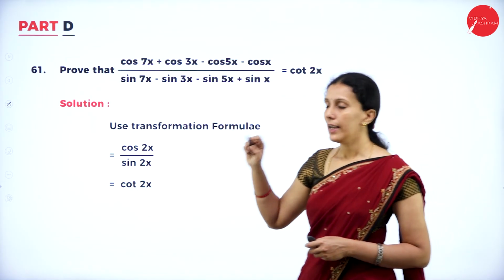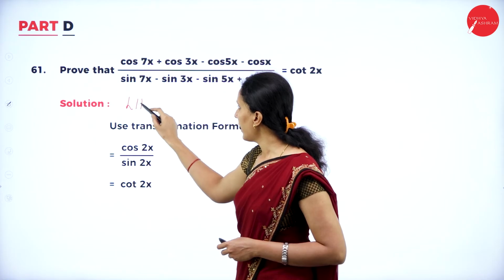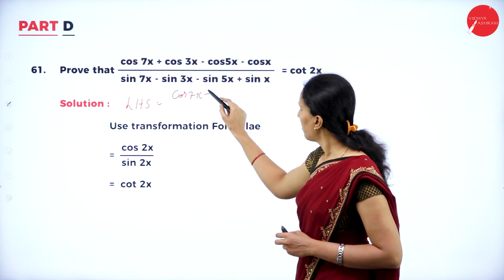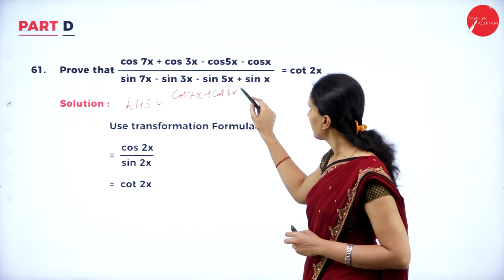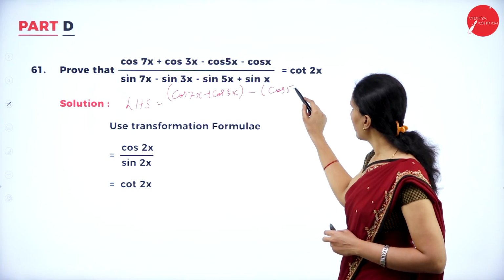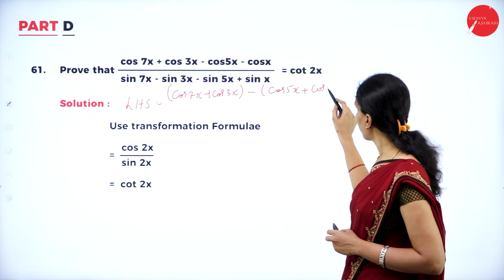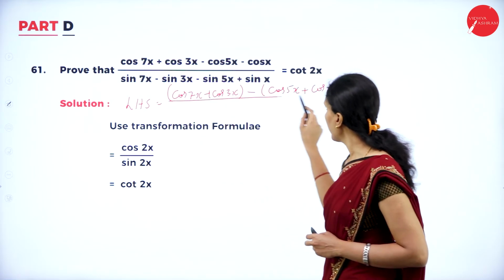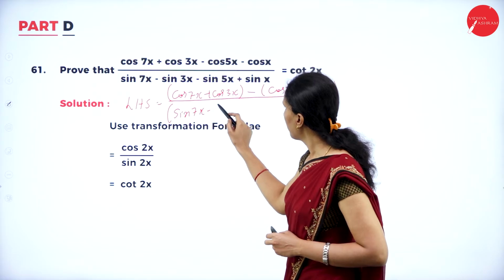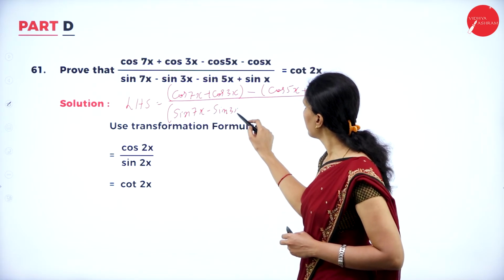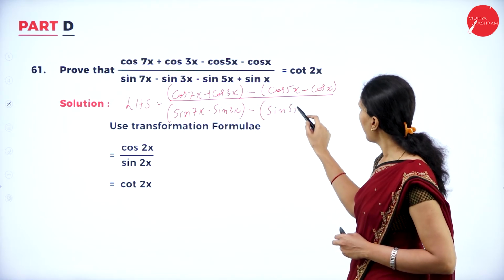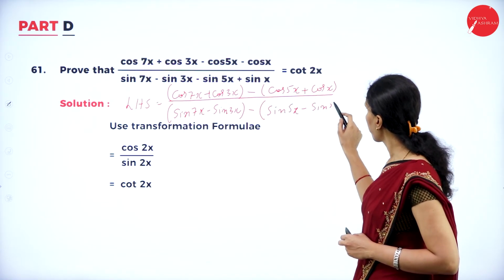So consider the left hand term, that is LHS. You can take the terms cos 7x plus cos 3x as the first two terms, then take minus common factor. You can write cos 5x plus cos x. Similarly, in the denominator, take the first two terms sin 7x minus sin 3x. Again, minus common factor. You can take it as sin 5x minus sin x.